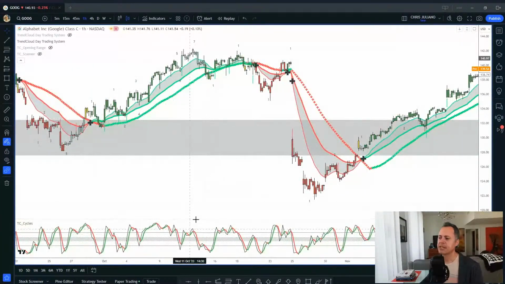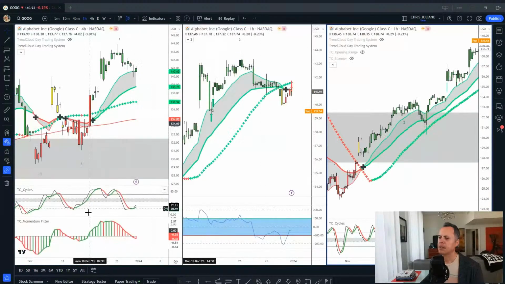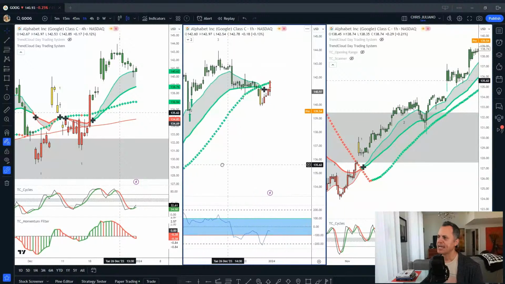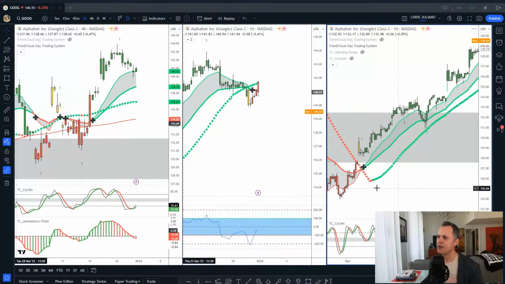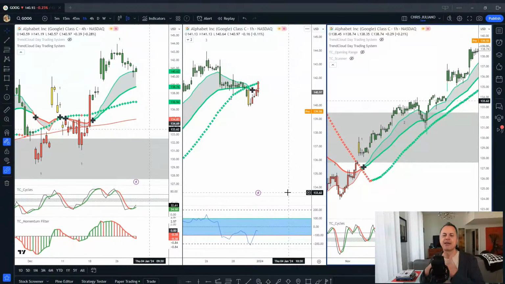The cycle indicator, momentum filter, CCI, these are modified indicators, okay? And I have those programs, I have those values for you in the course. And what you do is now you're going to learn how to use the entire system together. All right. And that's a really nice progression.